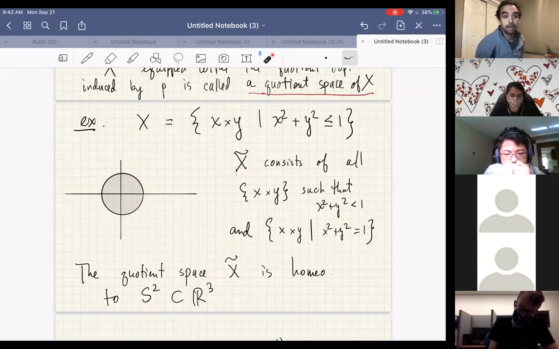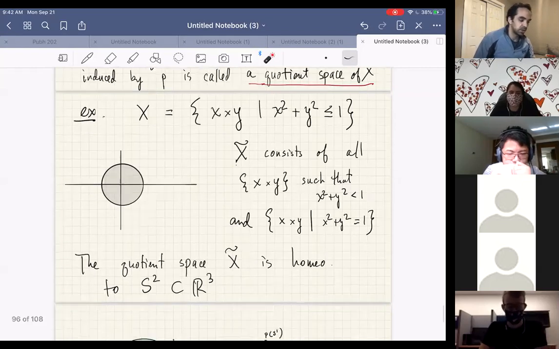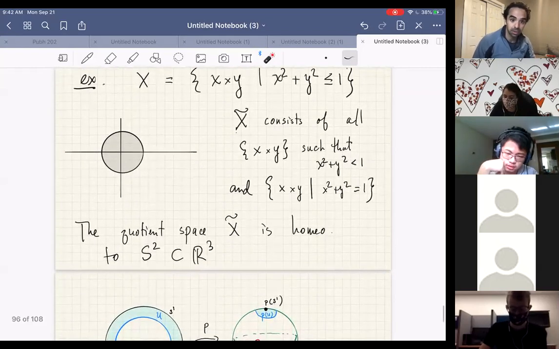you get a sphere. Is that clear to everyone, that if you collapse that boundary circle to a point, meaning you make it a single point, you identify all of those at a single point, you get something that looks like a sphere, at least intuitively? Is that clear? Okay, good. And you can prove it formally, right? You can construct a homeomorphism explicitly.